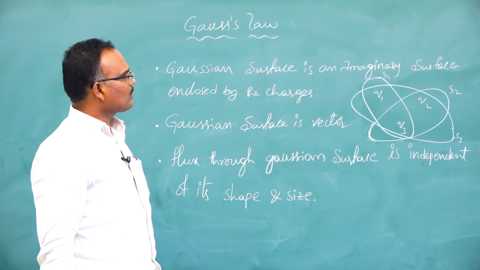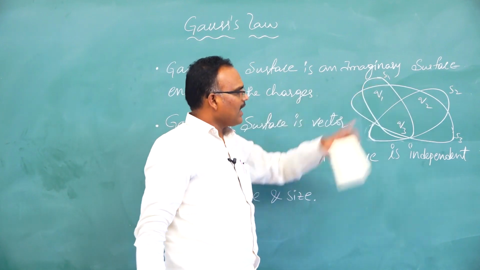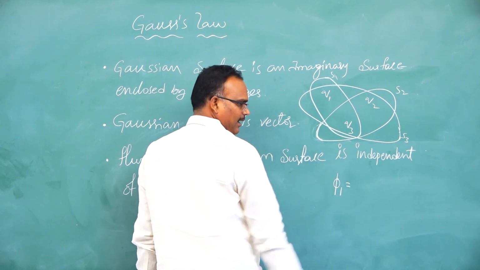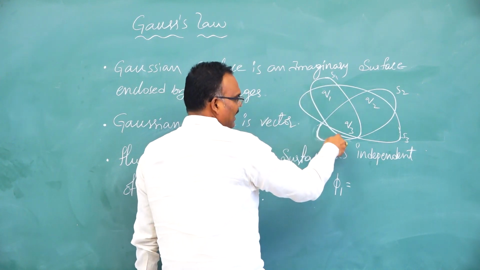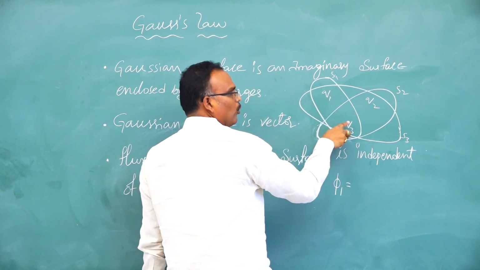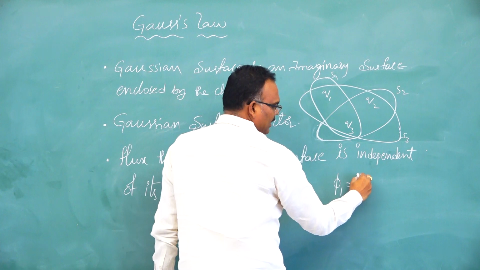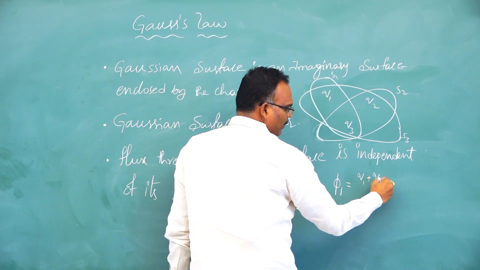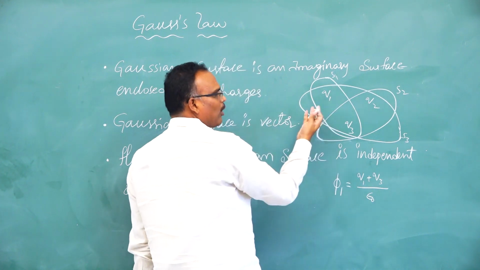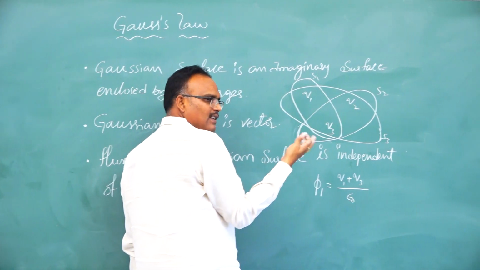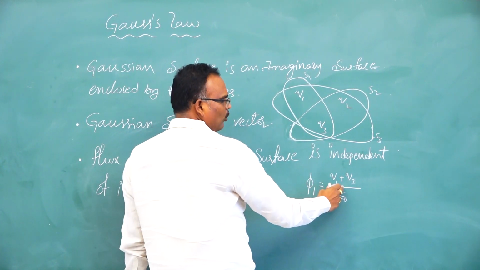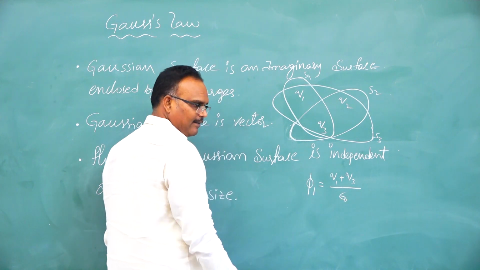What is the flux through surface 1? If I ask a question, flux through first surface is called say phi 1. See, this is the first surface. That means in first surface we have Q1 and Q3 only. So that's why charge enclosed is Q1 plus Q3 divided by epsilon naught. If I didn't say anything about the medium, we have to imagine that it is free space or air or vacuum. So flux through first surface is Q1 plus Q3 by epsilon naught, that's it.